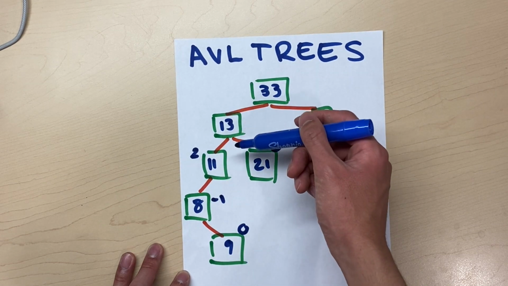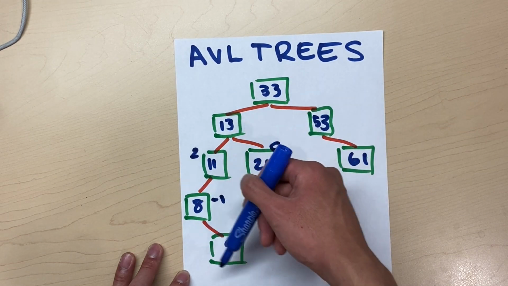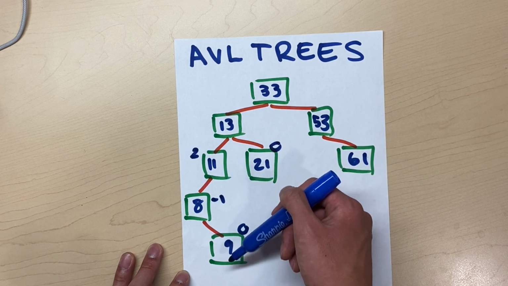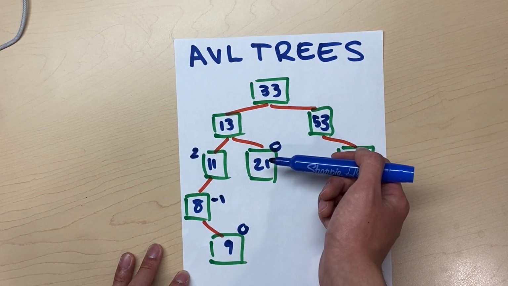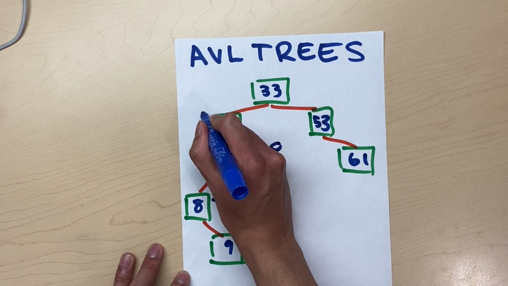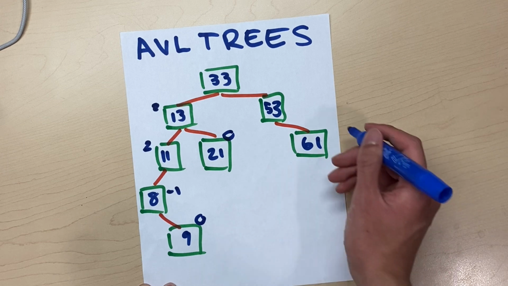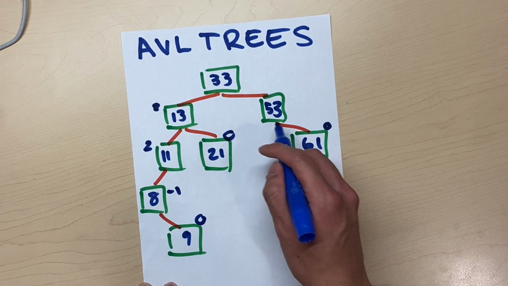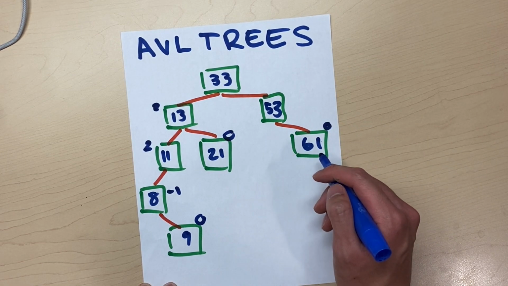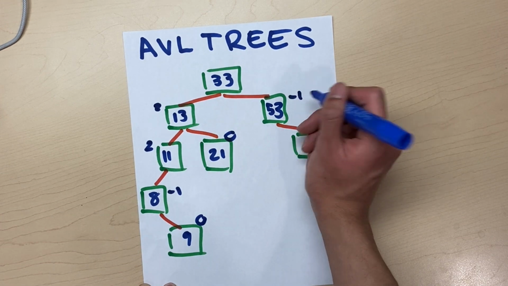13 over here, we have 3 items on the left branch, and we have 1 item to the right, so 3 minus 1, we have 2 as the factor over here again. 61, nothing, so that has a factor of 0. 53, nothing to the left, but something to the right, so balance factor of -1.